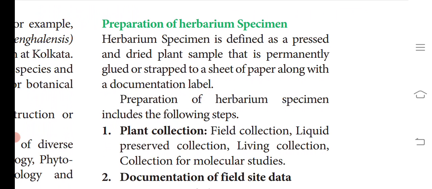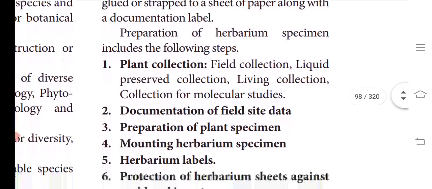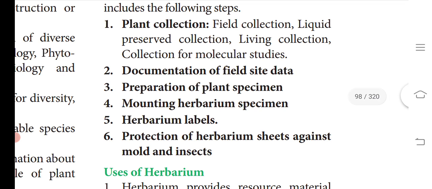A herbarium specimen is defined as a pressed and dried plant sample that is permanently glued. Okay, it should be glued on a paper and strapped to the sheet, along with the documentational label. So you have to label the plant also. Plant collection, field collection, liquid preservation collection, living collection, collection for molecular studies.